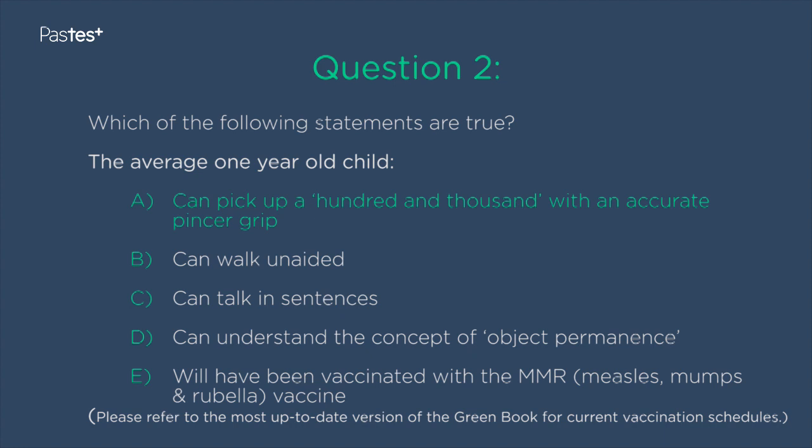It is important that you know the UK vaccine schedule. This changes very frequently, and it's important to keep up to date. Currently, the Hib and Men-C booster is given at 12 months, and the MMR is given with a pneumococcal booster at 13 months. So, the answers to this question are A equals true, B equals false, C equals false, D equals true, E equals false.